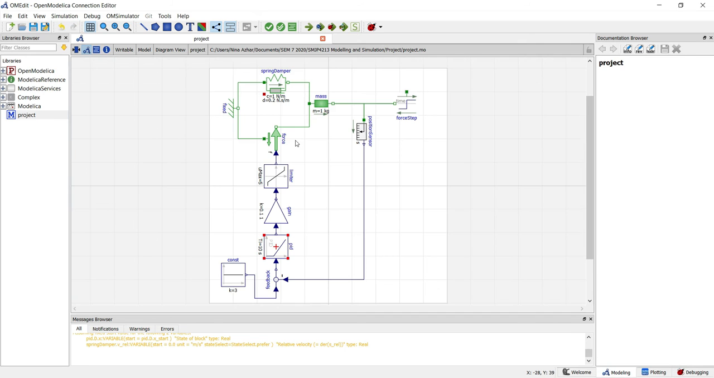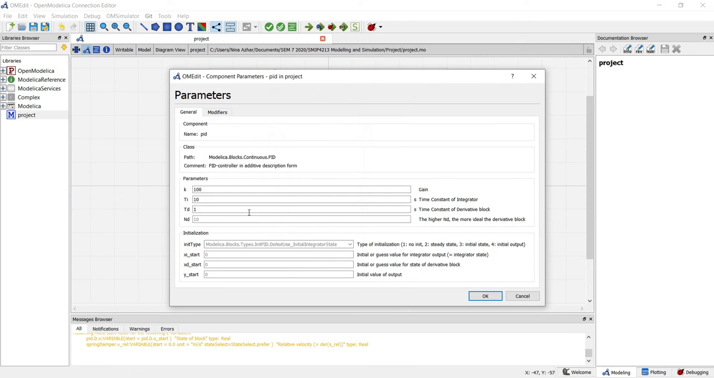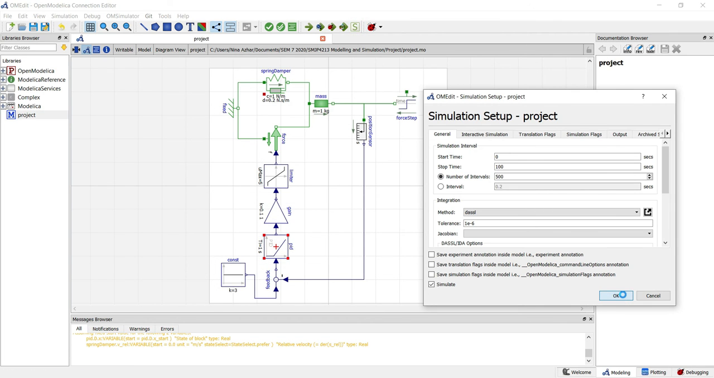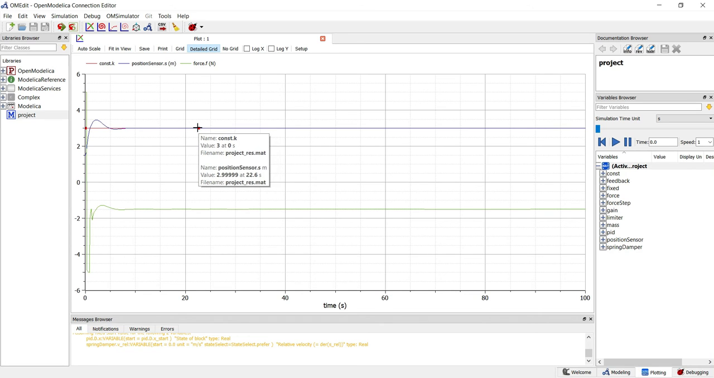Another simulation is done with PID parameters of k equals 100, Ti equals 1 second and Td equals 1 second. Stop time is 100 seconds. The time taken for it to reach steady state of 3 meters is 22.8 seconds, which is the shortest compared to the previous simulations. Hence, we can conclude that the PID parameters of k equals 100, Ti equals 1 second and Td equals 1 second are the best compared to the others, since they produce the least oscillations and the shortest time for the mass to reach its steady state.